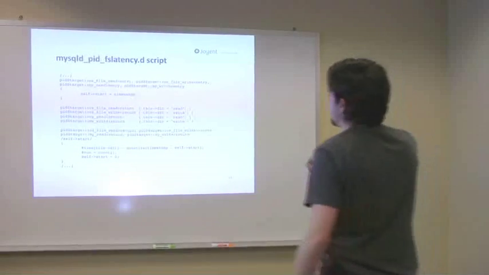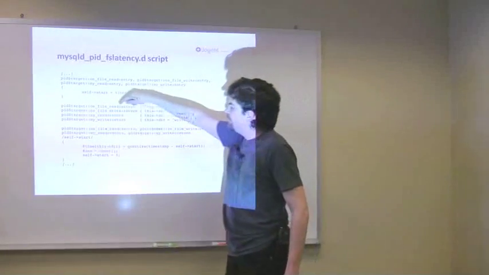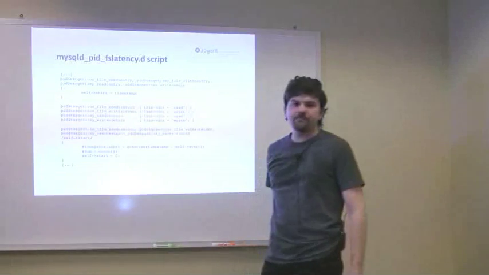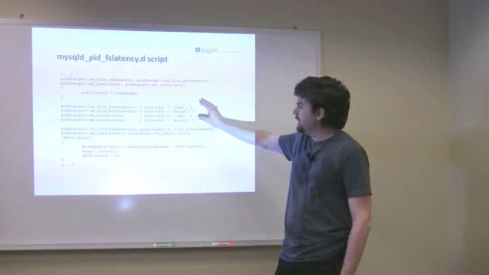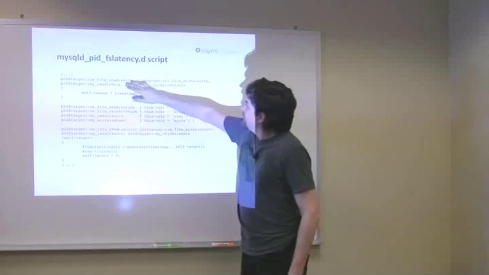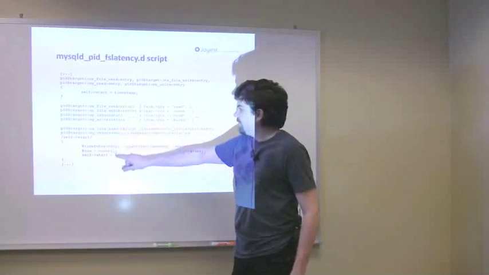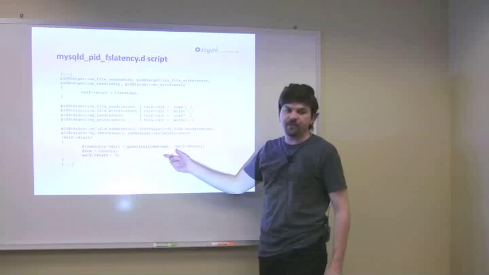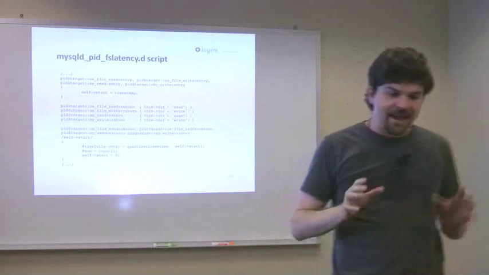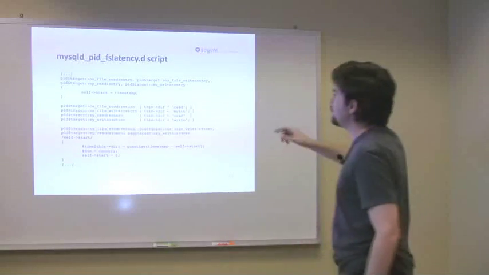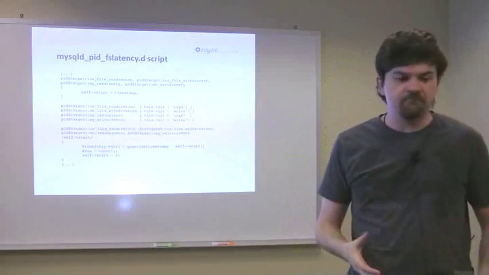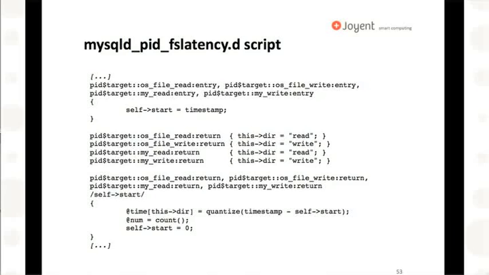How it worked is it instruments the functions os_file_read and os_file_write, and my_read and my_write. These are in MySQL and InnoDB. For those functions, it records a timestamp on entry, and then when they return, it just does the delta. So you know how long it spent doing that file system I/O. Again, a very simple script. The trick here was knowing which functions to trace. So once I found them, it was very easy to extract file system latency out of MySQL.